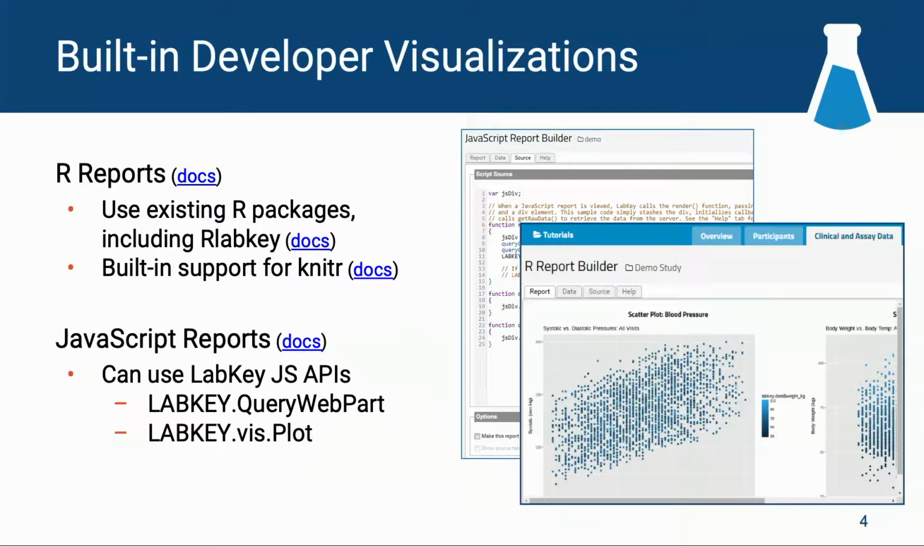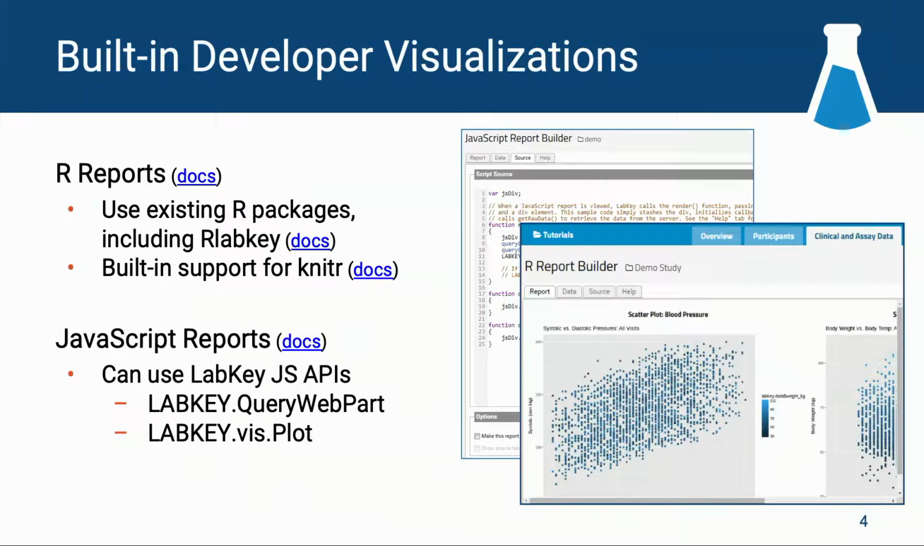The next step from there on the built-in visualization side is the developer-based reports. These are the types of reports that go the next step in customization. So if those built-in reports from the last slide don't quite have all the features or options you need for your particular type of data, or if there are specific ways that a given type of data is often represented, there are these options of R reports and JavaScript reports.